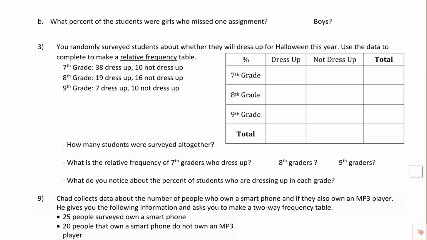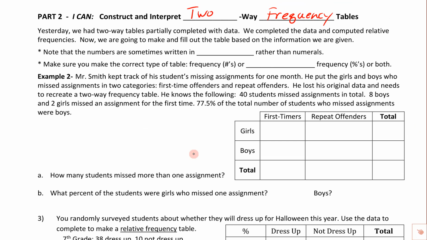So I'm going to slide back up here and let's take a look. One thing I'd like you to take note of before we get started is that the numbers are sometimes written in words rather than in numerals. Occasionally they're written in numbers, you can see a number right here, but there are times where they will spell out the word 40 instead of writing the numeral 40. And make sure you make the correct type of table. If it's a frequency table, we're just using the numbers, or a relative frequency table, then we're using the percents, or they may ask you to do both, so keep your eye out for that.